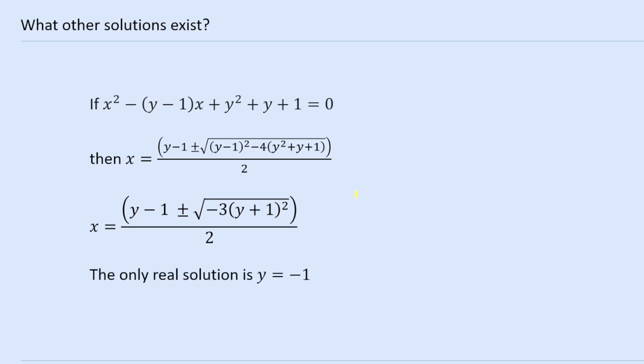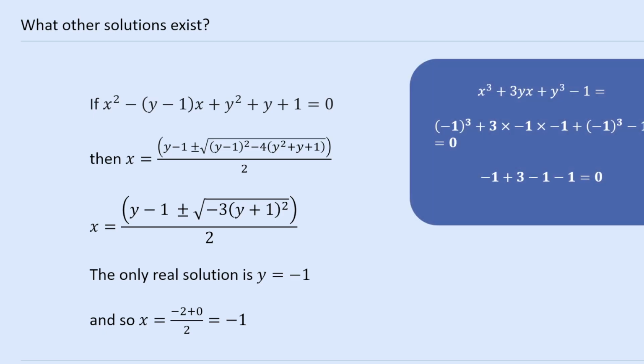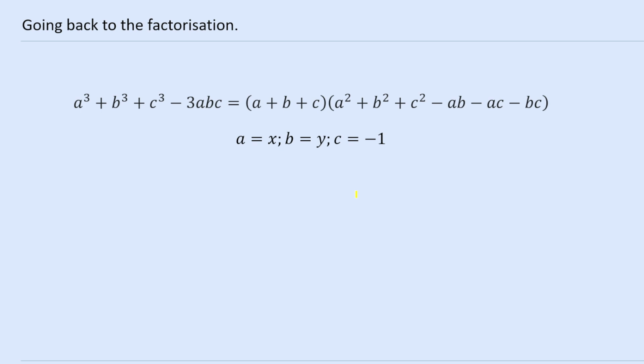And in the situation for which y is minus 1, we substitute this back in, so we get 0 under the square root. We just end up with minus 2 divided by 2, which is just minus 1. So y is minus 1, x is minus 1. Let's just substitute that in to check. So if we put x is minus 1 and y is minus 1, what we actually get is minus 1 plus 3, because it's 3 times minus 1 times minus 1, which is 3, minus 1, which is 0. So that point satisfies the equation. So these are all the solutions, which is really great.